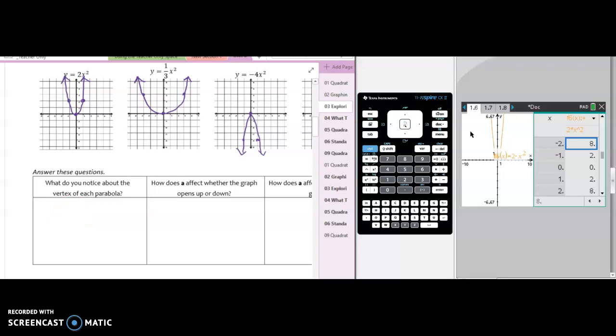Well, it's a good thing I didn't make you wait through all that because it took me forever. All I did was graph a couple of those points. I can graph the origin, which, by the way, answers this first question. It never moved. Every one of them stayed at the origin. The question says, what do you notice about the vertex of each parabola? It's always at the origin for these, okay?